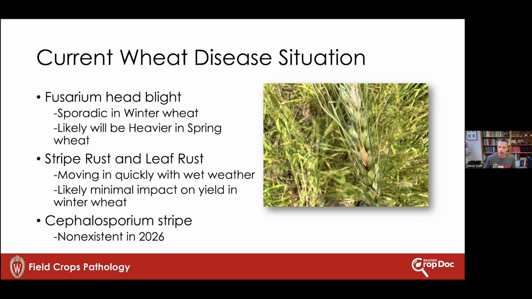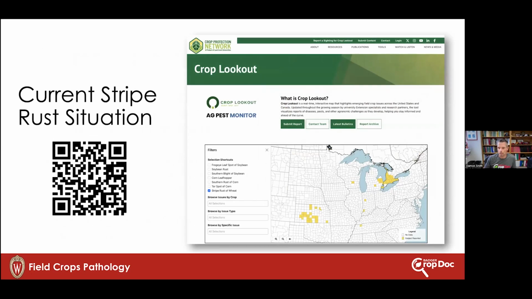So, haven't seen much this year. We haven't seen any in the variety trials, and I haven't heard any reports in commercial fields. That is a good thing, but we do need to watch those fields that we saw it in last year. Here's the current stripe rust update.